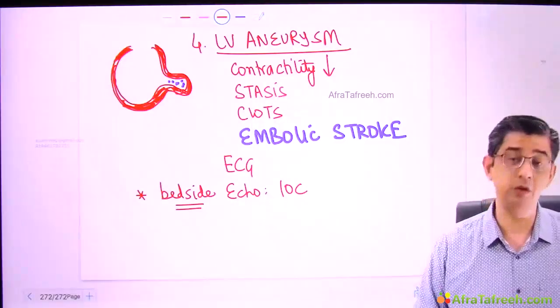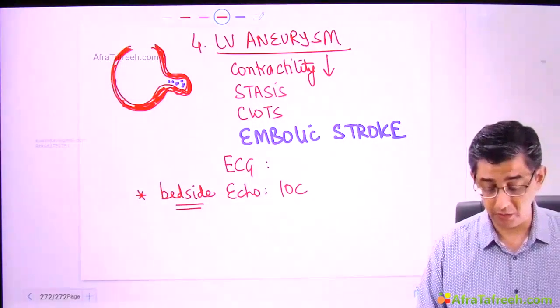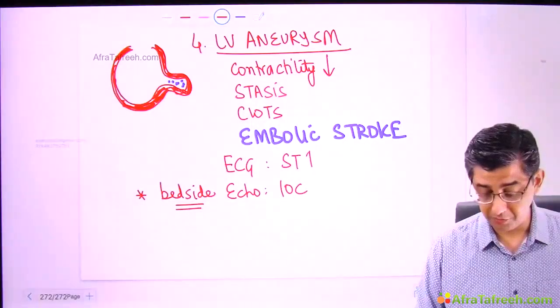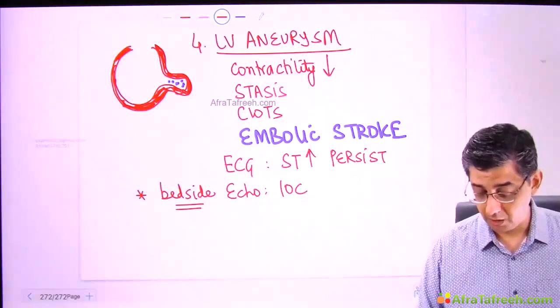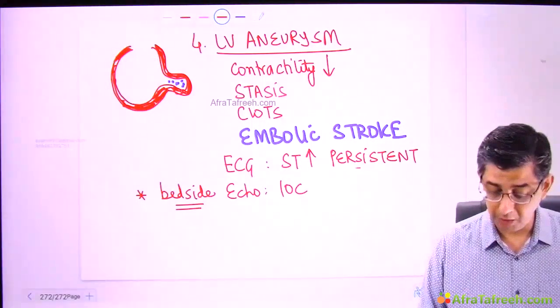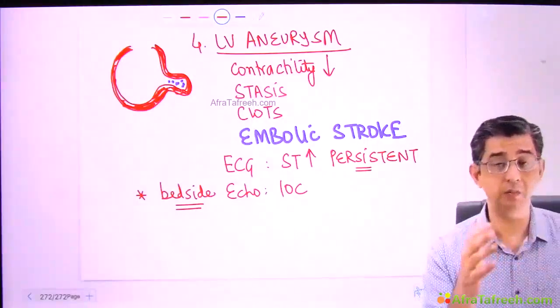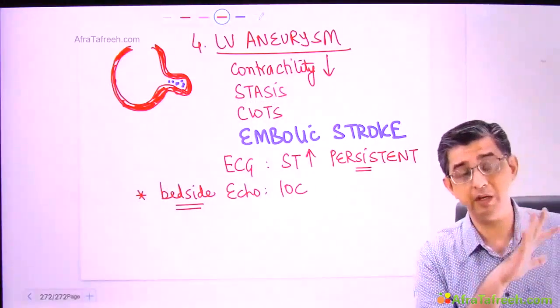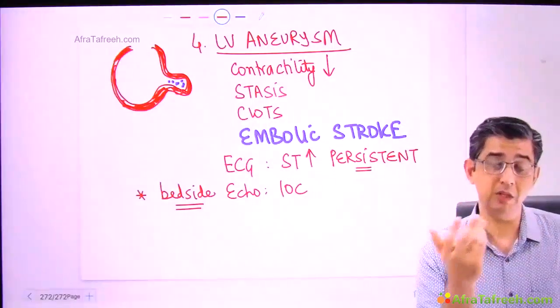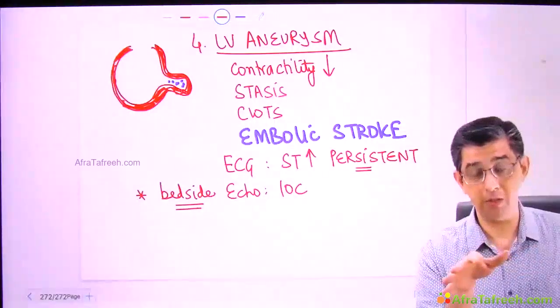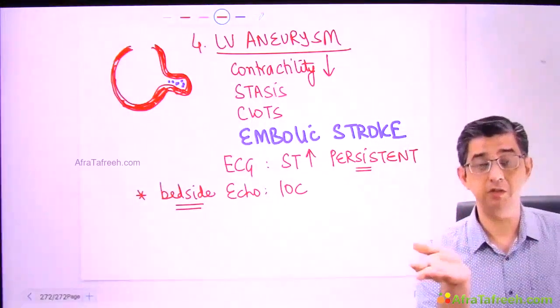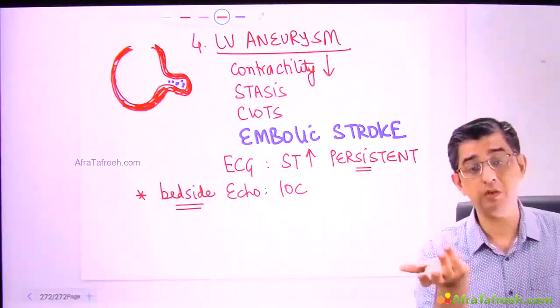But to test your knowledge, he can obviously ask you an ECG finding also, and the ECG finding of left ventricular aneurysm is a persistent ST elevation. Now, there are two reasons why you could be having a persistent ST elevation. One can be failure of thrombolysis that I've explained earlier. But suppose the person has hemodynamically improved. You have done thrombolysis, there is a hemodynamic improvement, but still there is an ST elevation present. That implies it could be an LV aneurysm that is developing.